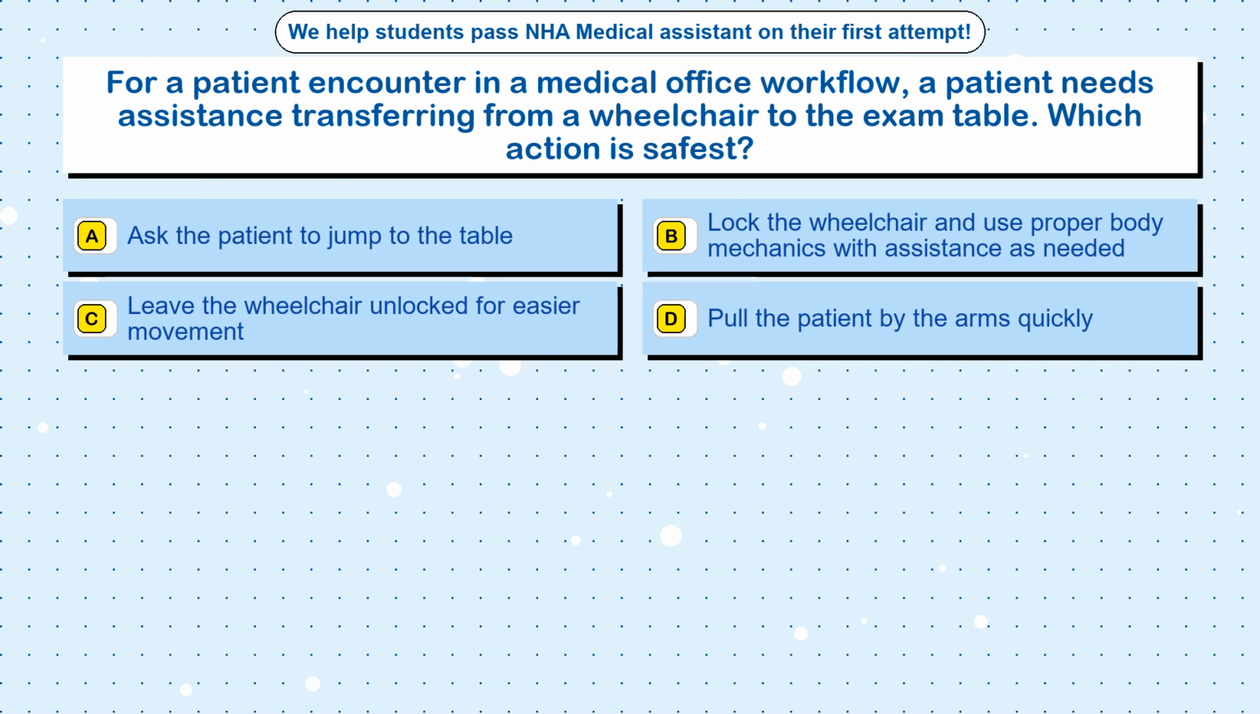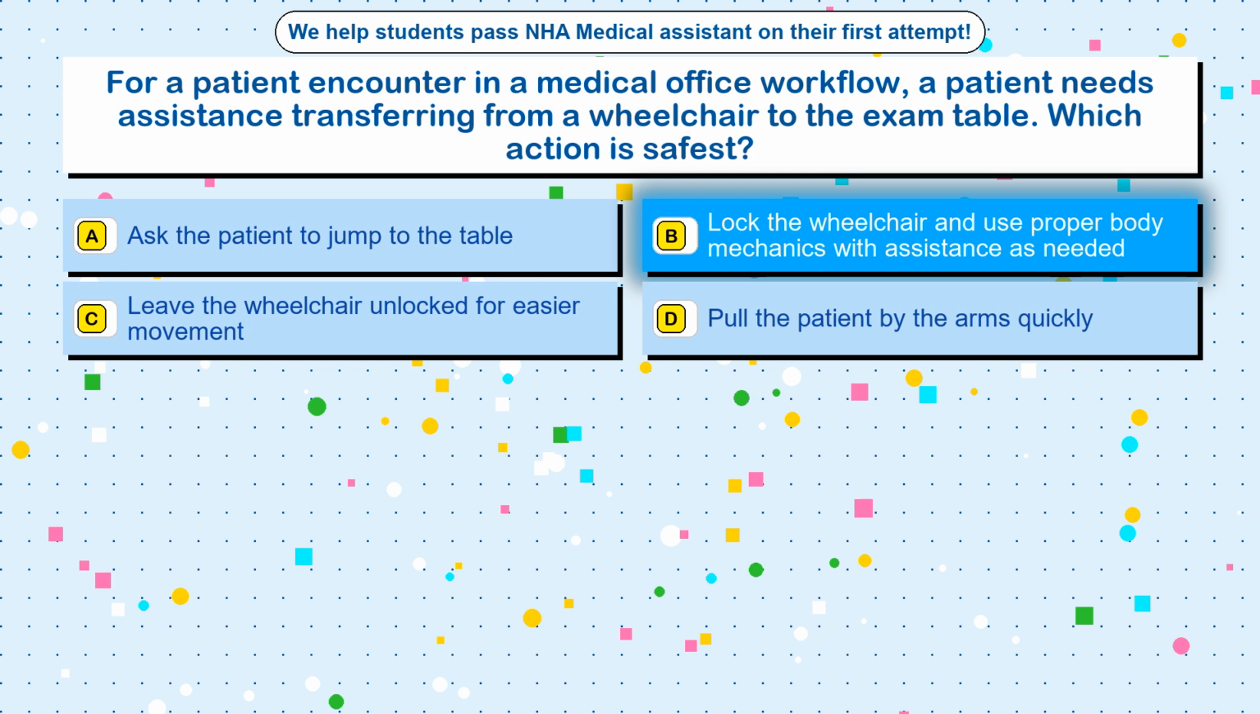Question 92. For a patient encounter in a medical office workflow, a patient needs assistance transferring from a wheelchair to the exam table. Which action is safest? Option A. Ask the patient to jump to the table. Option B. Lock the wheelchair and use proper body mechanics with assistance as needed. Option C. Leave the wheelchair unlocked for easier movement. Option D. Pull the patient by the arms quickly.